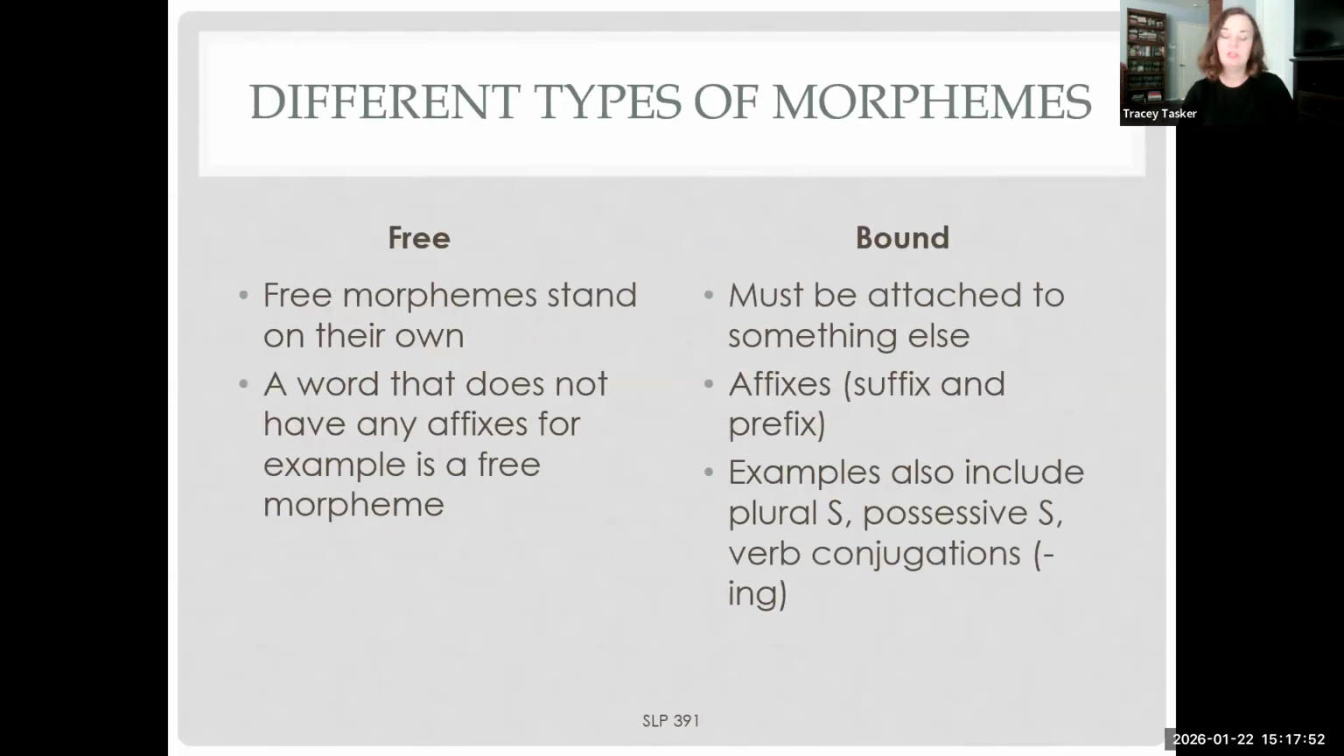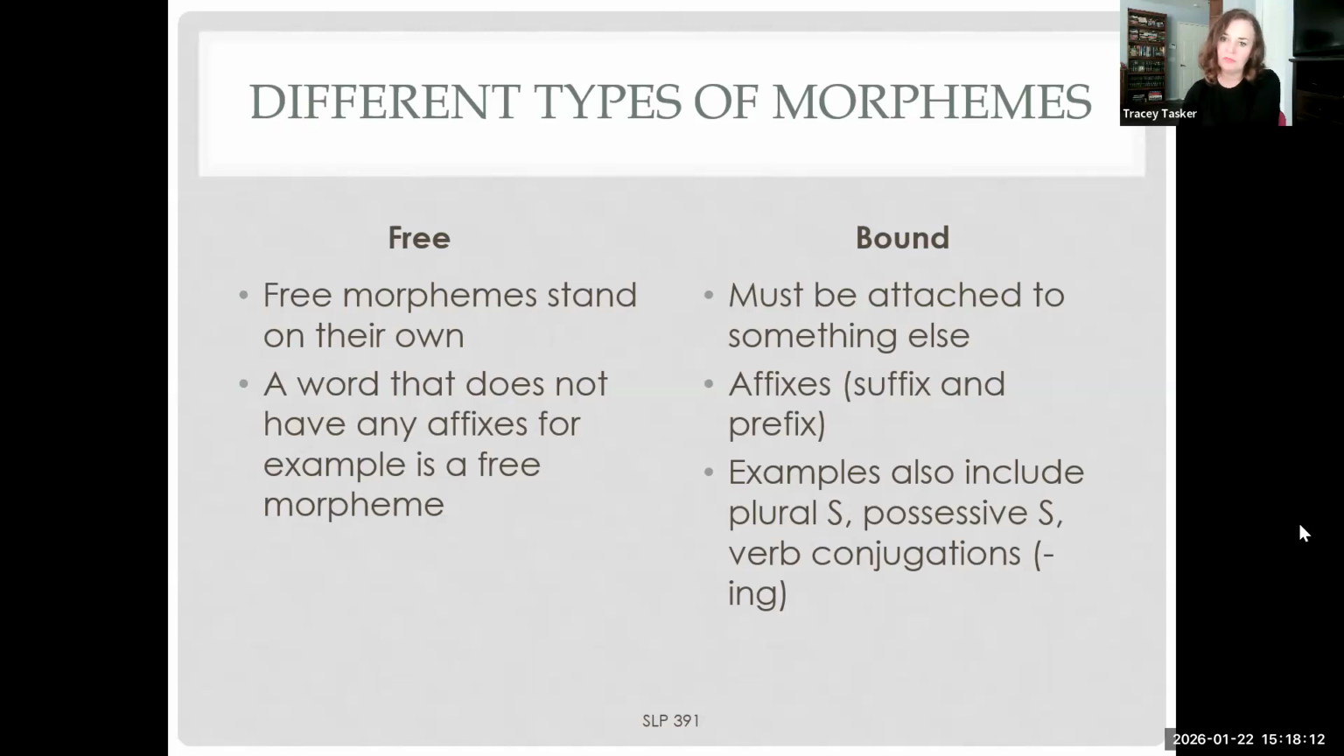Okay, so there's different types of morphemes. Free morphemes stand on their own. So, for example, a word, we just talked about a couple of different words such as cat. Cat is its own morpheme. It stands on its own and we can derive meaning from it.